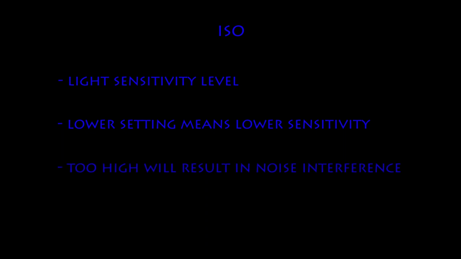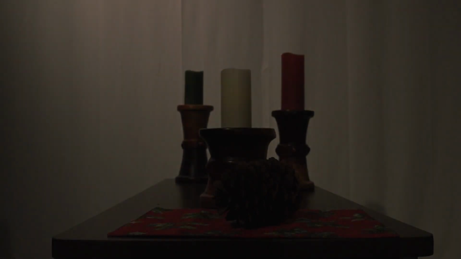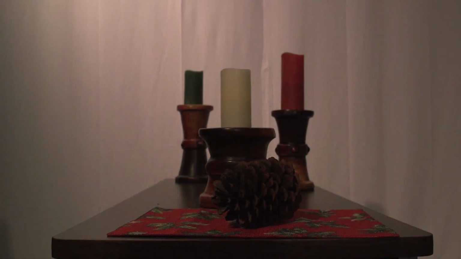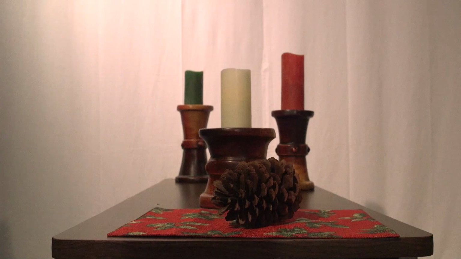This is done to avoid noise interference, which results in a grainy image that drastically lowers the quality of the film. Here is an example of low versus high ISO. Notice how as the ISO is increased, the intensity of the grain also increases. Keeping your ISO low ensures this effect will not happen.